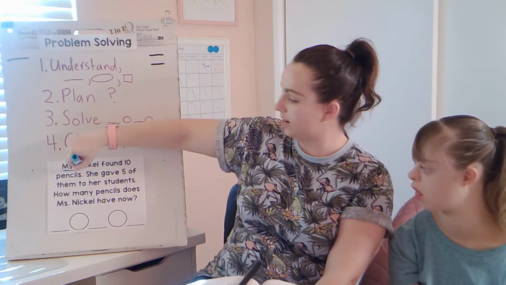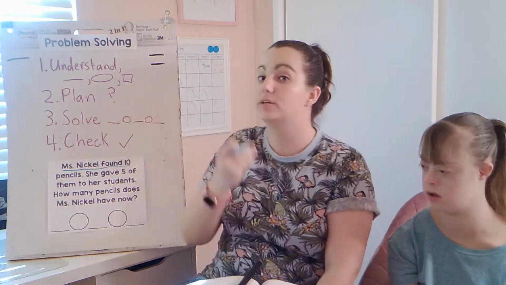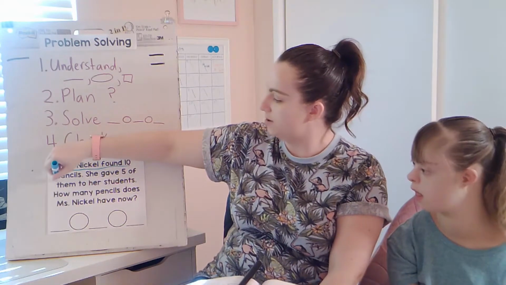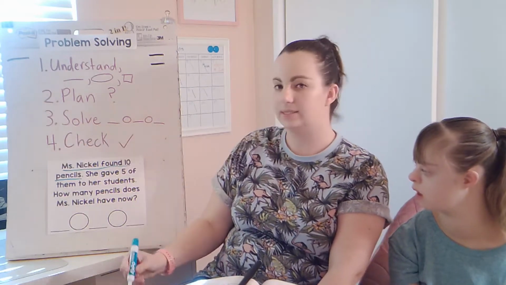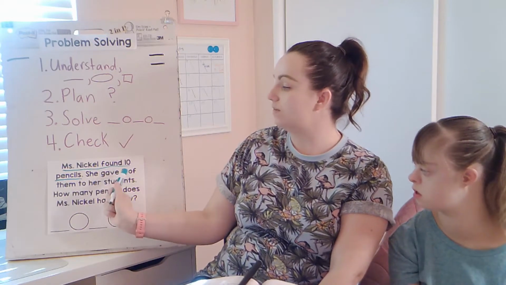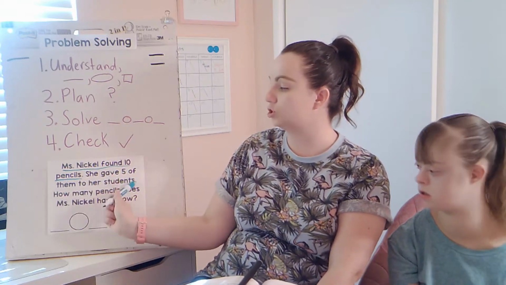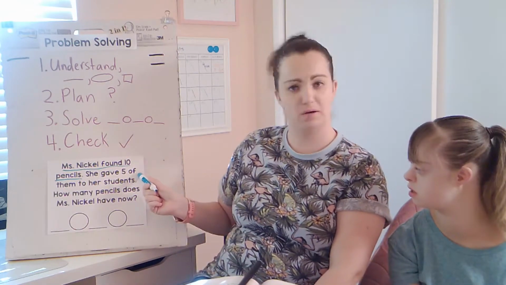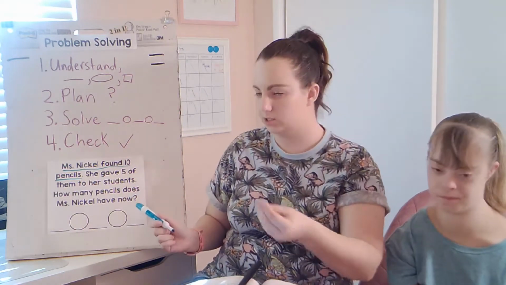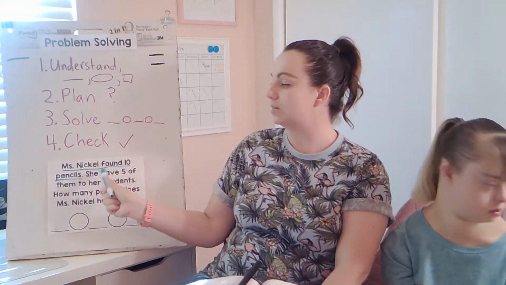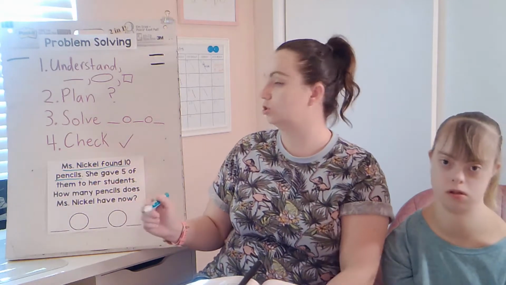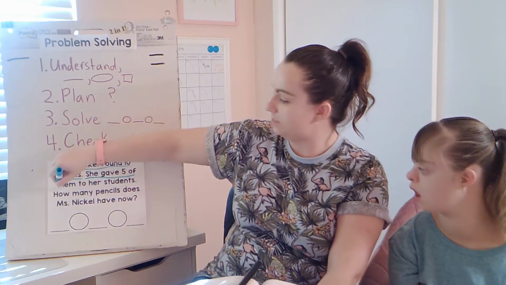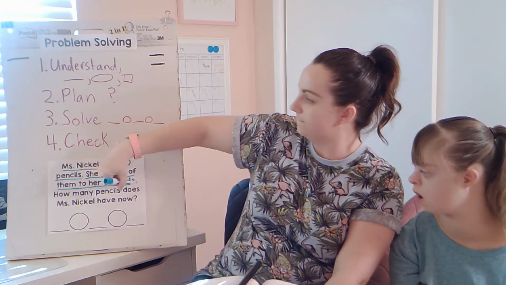So I'm going to underline that. That's information they're telling us. We know it. There's no question about it. We underline it. Then it says she gave 5 of them to her students. Okay. Ooh. Once again, is that a question? No, they're telling us. We know that Ms. Nickel gave 5 of the pencils to her students. So we'll go ahead and underline that piece of information as well.